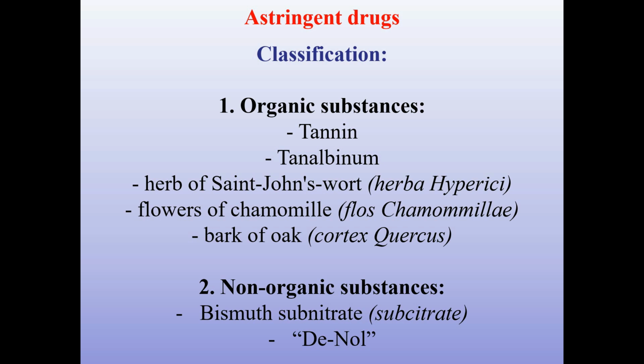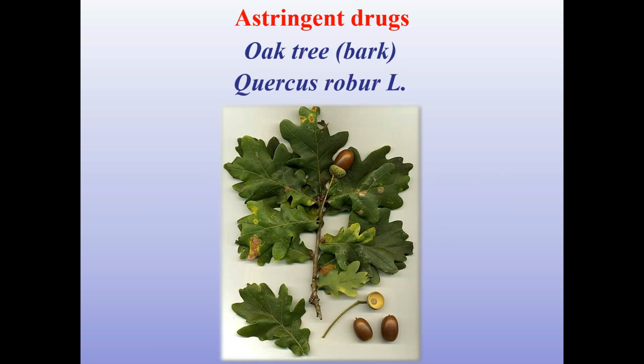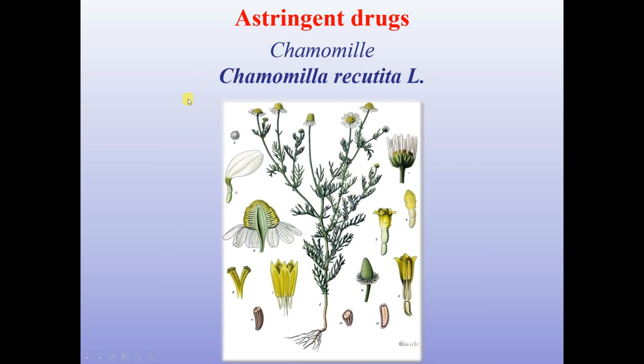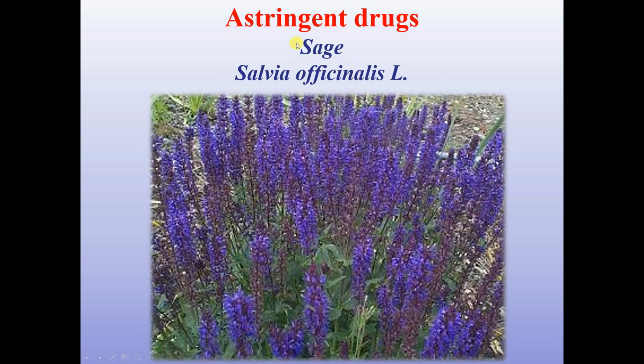The next part of our lecture is astringent drugs. Classification of astringent drugs: first, organic substances: tannin, tanalbinum, herb of St. John's wort, flowers of chamomile, bark of oak. And second, non-organic substances: bismuth subnitrate, and Denol as the trade name. On this picture you can see oak tree, on this St. John's wort, in here chamomile, and in here sage.